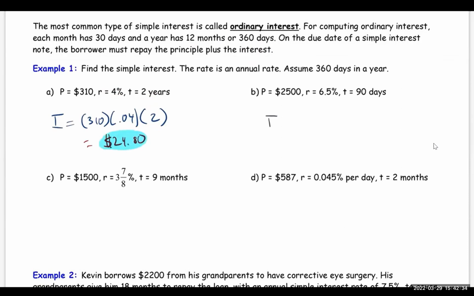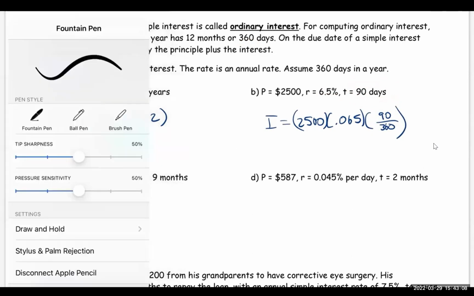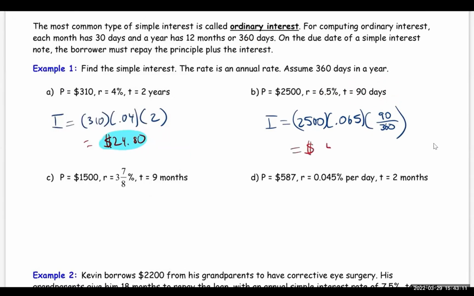All right, the next problem: interest is equal to 2,500, which is your principal amount, times 0.065 if you move the decimal 2 spaces to the left. This is annual interest rate. This is in days, so we have to convert days to years. They want you to use 360 days, so that would be 90 out of 360. That's how you convert from days to years. So let's multiply this out. 2,500 times 0.065 times 90 divided by 360 is $40.63 if you round to the nearest cent.